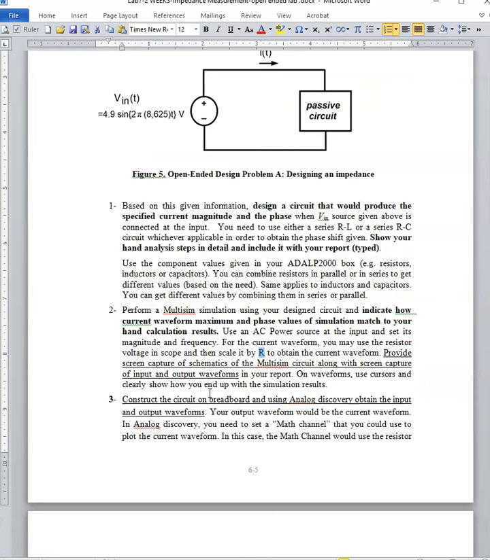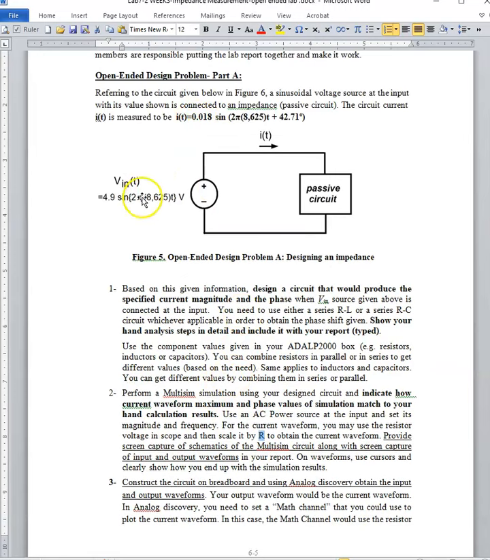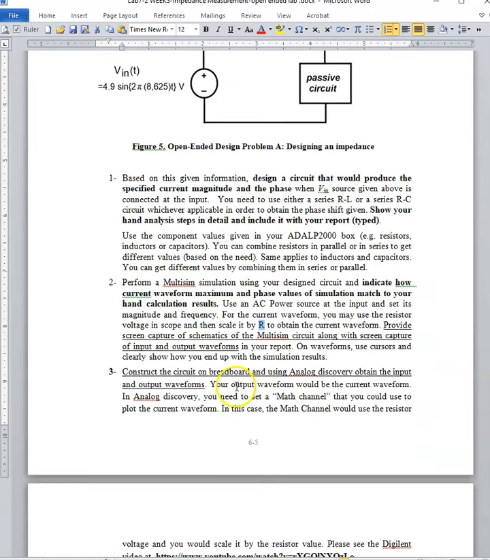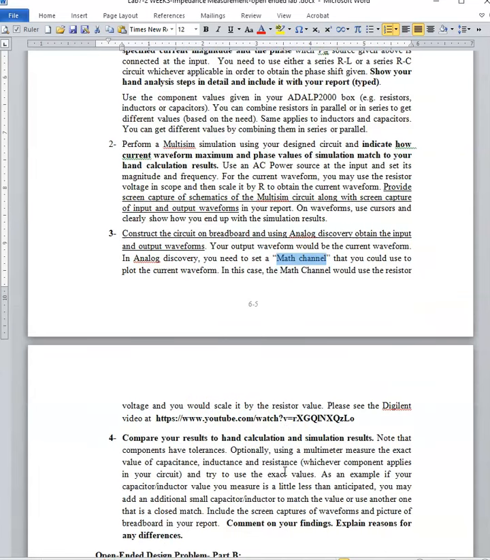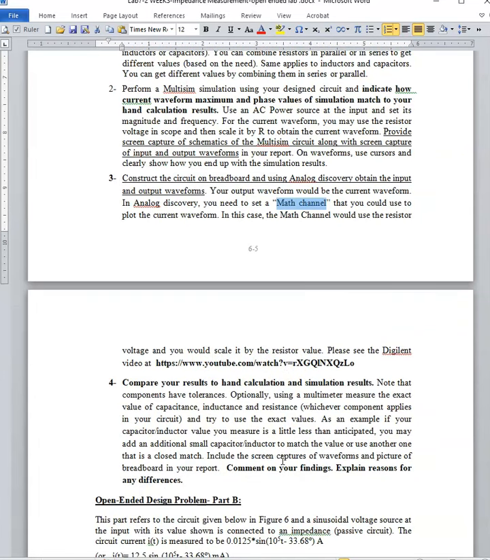And then the next thing would be to construct this on a breadboard. These are going to be straightforward values. Using your components kit, you should be able to just construct the circuit. In Analog Discovery, there is a math channel, so you can basically, with the math channel, convert the resistor voltage into the current waveform. It explains this on this link. Finally, you should be comparing the hand calculation, simulation, and Analog Discovery results.